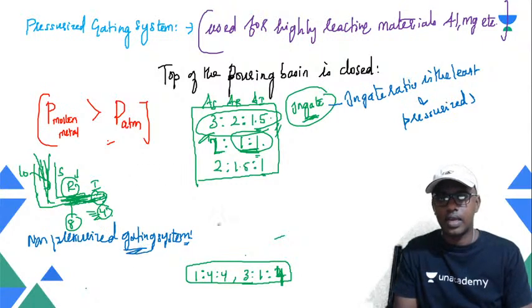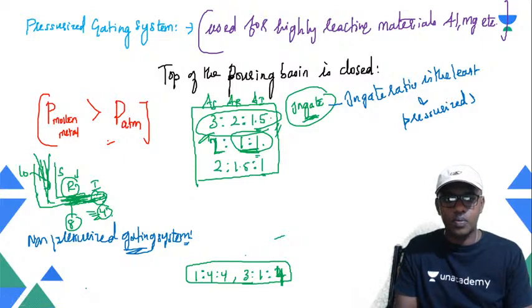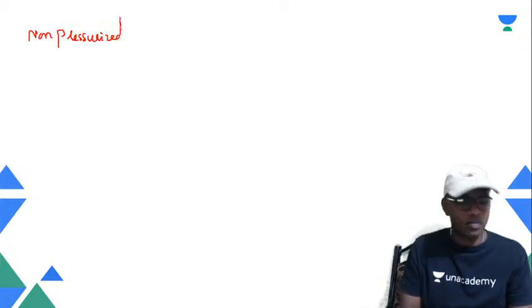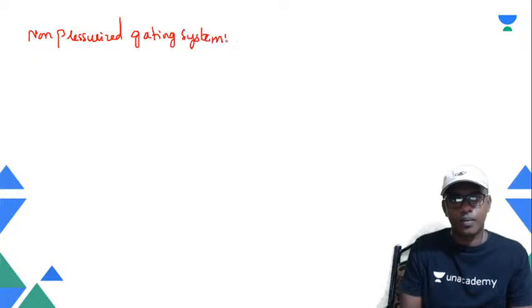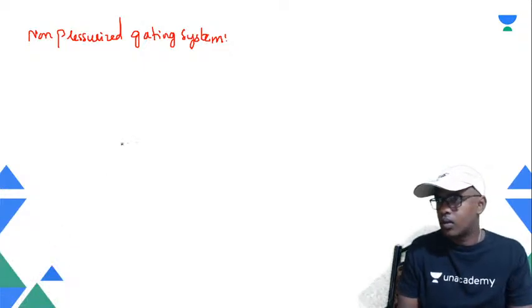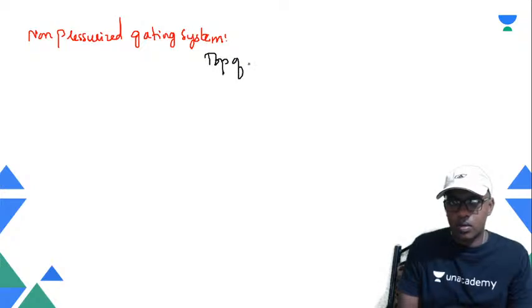So for a non-pressurized gating system, where the atmospheric pressure, let me bring it into a new page. A non-pressurized gating system: the top of the pouring basin is first of all open.